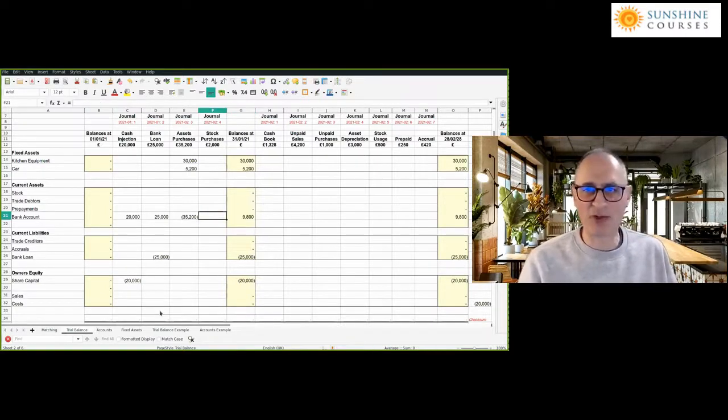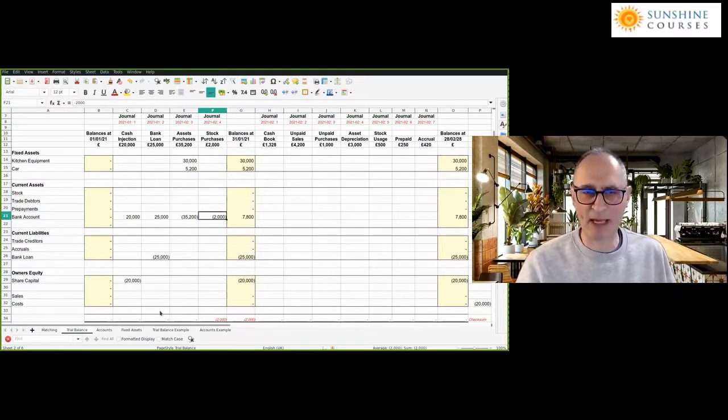And then the final entry that we've got is we buy stock of £2,000 so that we're ready to start business on the 1st of February. So I take out £2,000. Notice my bank balance of 9,800 goes down to 7,800 as soon as I put in the figure. I haven't put the other side of the entry, so my checksum doesn't tally just yet. But I'm now going to put the other side of my entry.